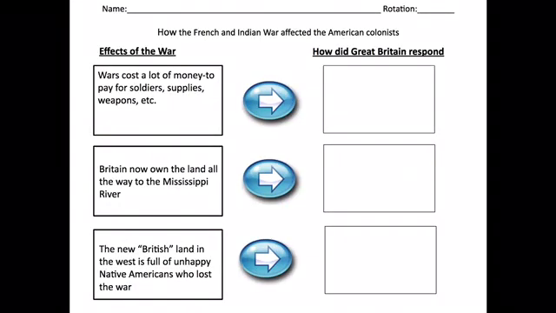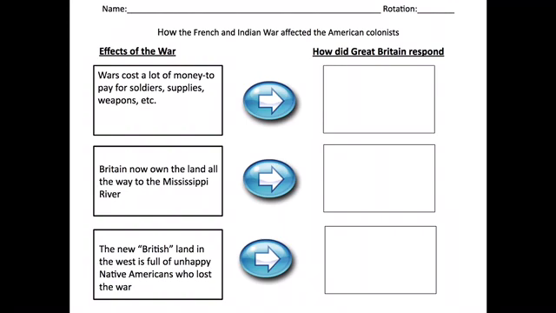So the first thing we're going to do is this outcomes chart. We're going to decide what effects the war had on the American colonists. The first outcome is that the war cost a lot of money. Wars are very expensive. You have to pay for soldiers, supplies, weapons. You have to house the soldiers, feed the soldiers, give them a salary.